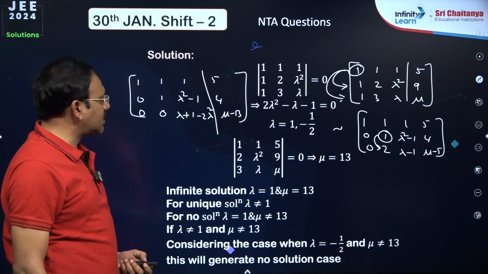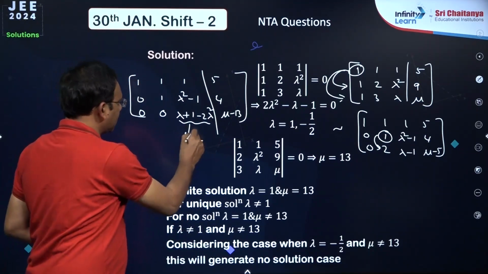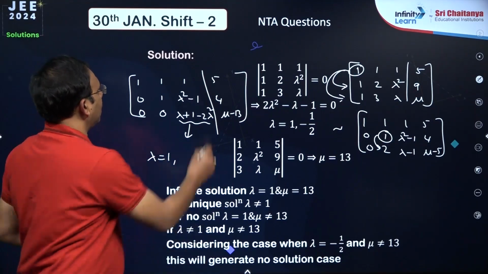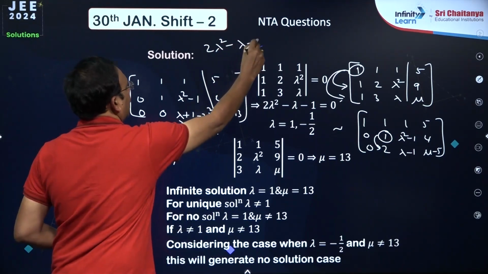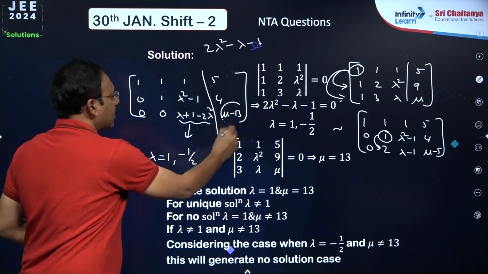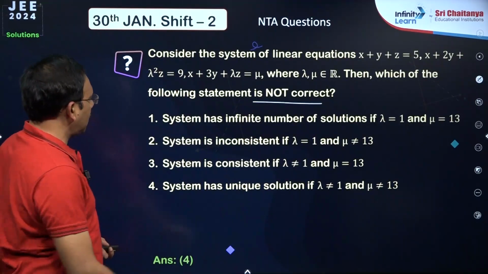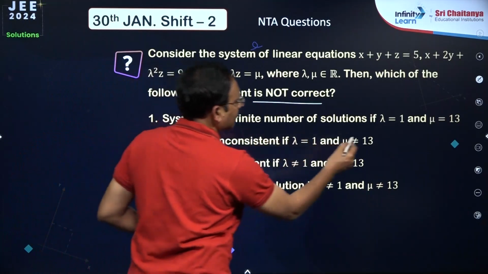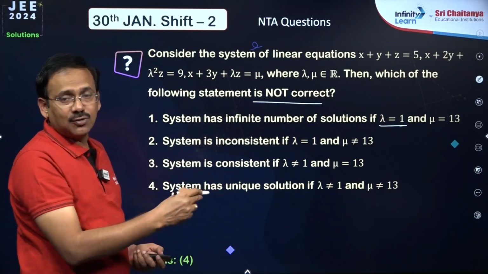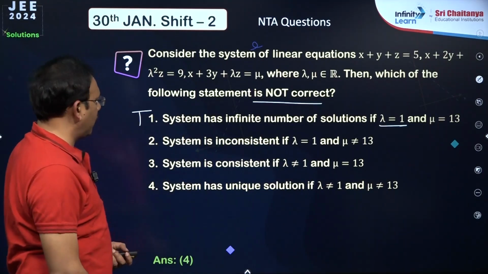Now, my dear friends, you just see the options. This becomes 0 if lambda is 1, or lambda can be the other value from 2 lambda square minus lambda minus 1, which is minus 1 by 2. This becomes 0 when mu is equal to 13. Now you just read the options, dear students. It has infinite number of solutions if lambda is 1, mu is 13. If both will be 0 in the last row, rank of A is 2, rank of A by B is 2, infinitely many solutions. This statement is true.